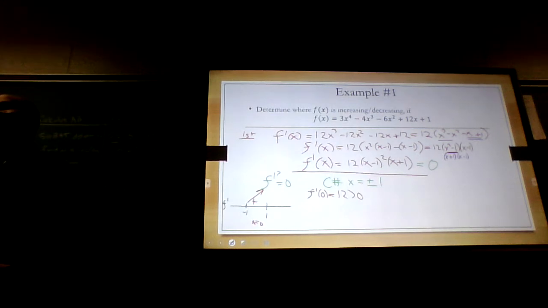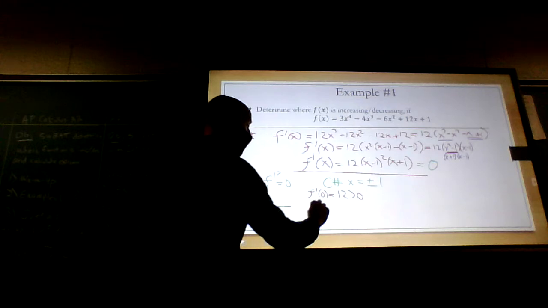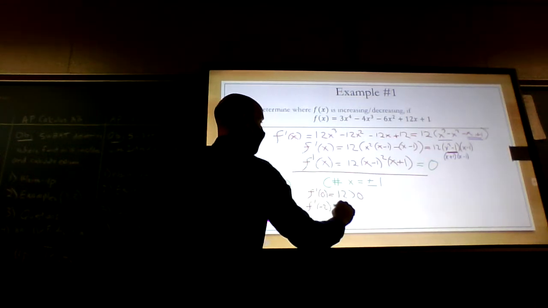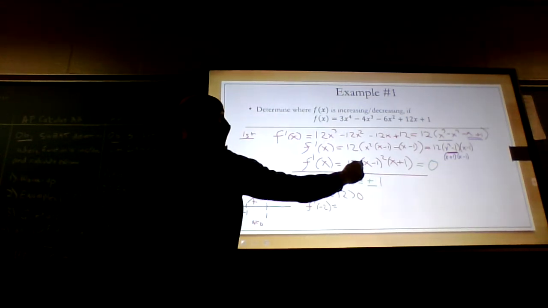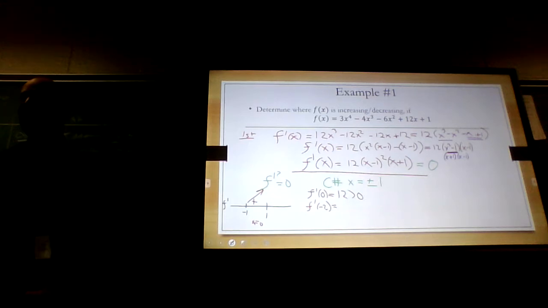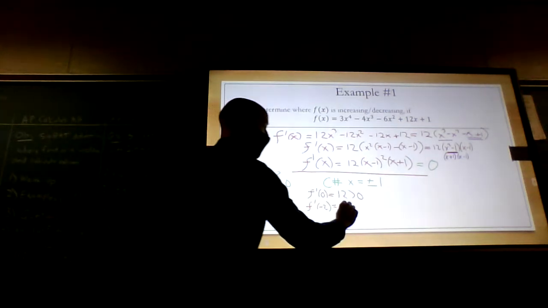Let's pick a negative number less than -1. Can someone give me a number less than -1? Make it interesting. -2. That is so interesting. So let's try that one. F prime of -2. Now, if you guys don't mind, I'm going to plug -2 into this one, okay? So you're going to get 12.